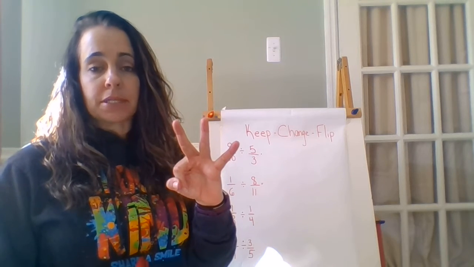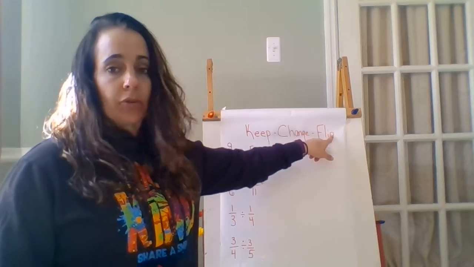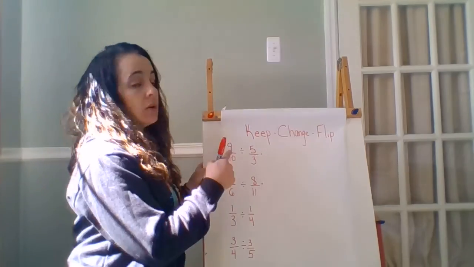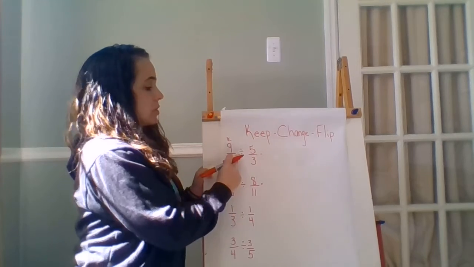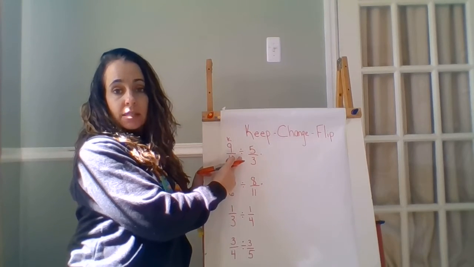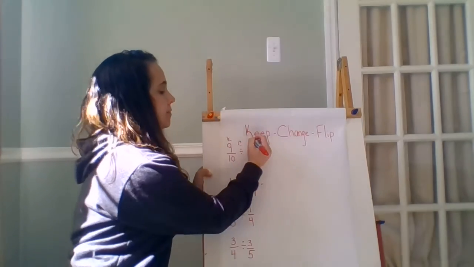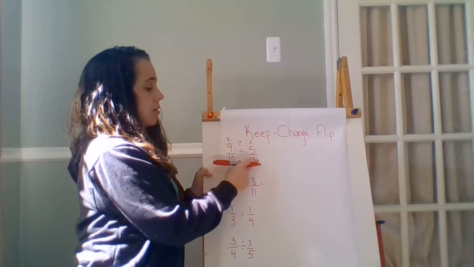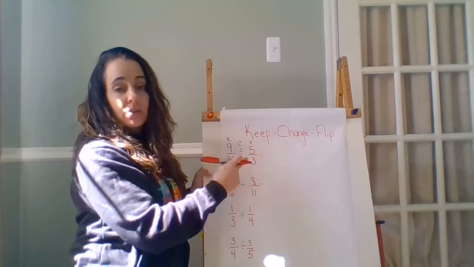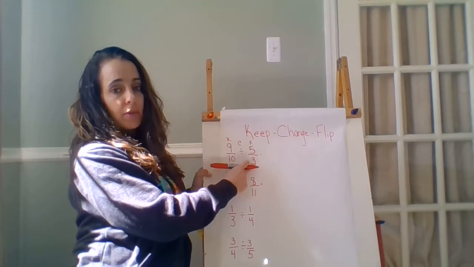3 steps, pretty simple. The 3 steps are keep, change, flip. As in, you keep the first fraction the same, you change the division sign to multiplication, and you flip the next fraction. Keep, change the sign, flip this fraction. Flipping it is called the reciprocal fraction. It's just when you put the bottom number on top, the top number on the bottom.